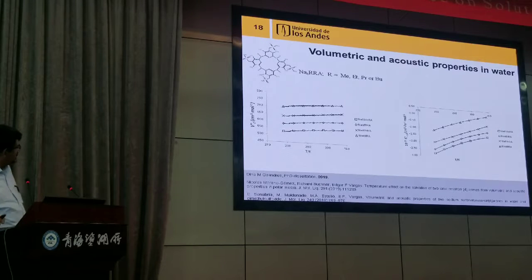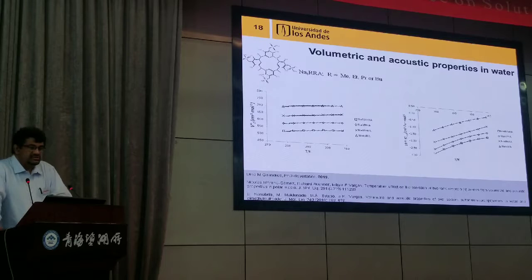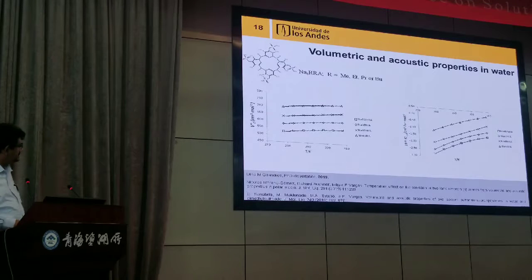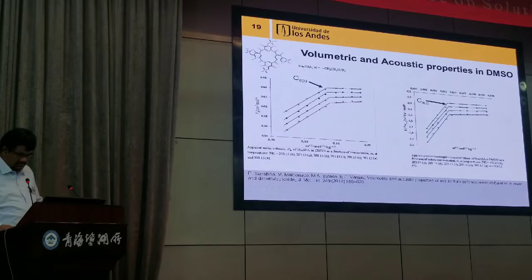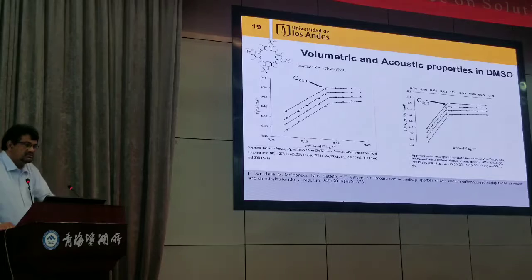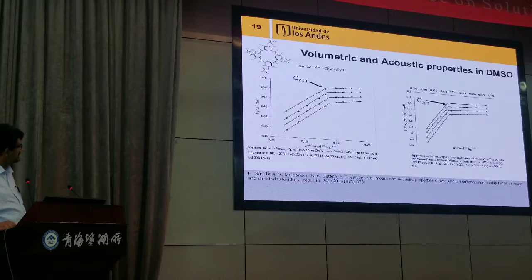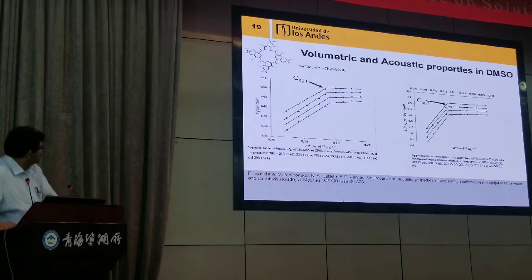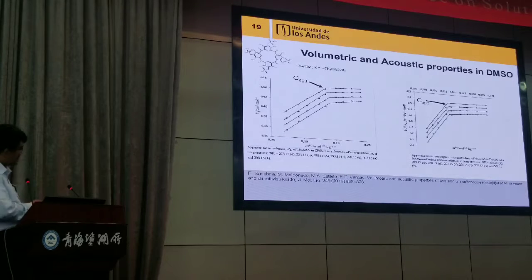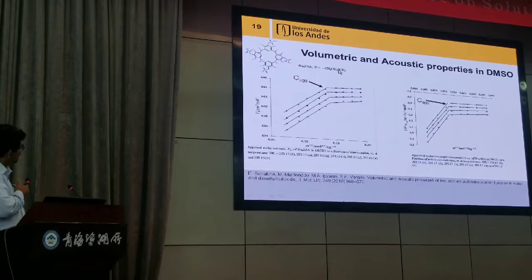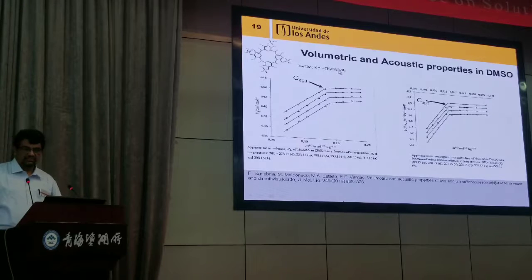It's interesting that we don't see aggregation concentrations in water. But when we measure this compound in DMSO, we also found aggregation concentration. That means that in some organic solvents, they show aggregation concentration. In this case, we change the third carbon of the butyl Resorcinarene by a sulfur atom.